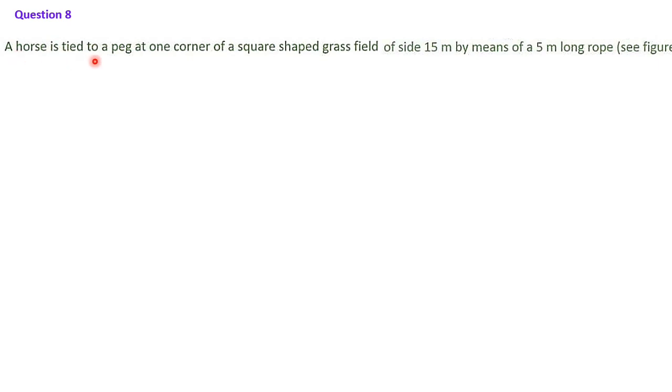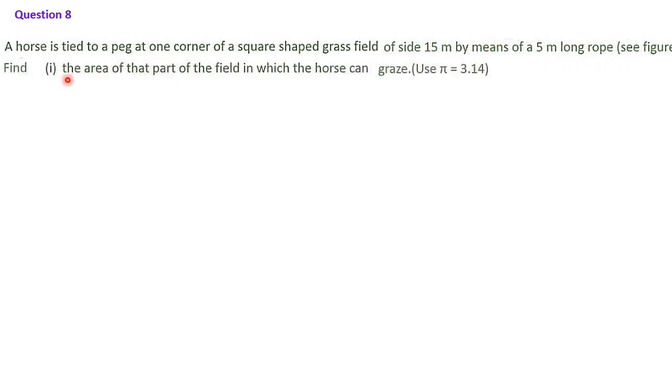Next we shall discuss the 8th question. A horse is tied to a peg at one corner of a square shaped grass field of side 15 meter by means of a 5 meter long rope. Find the area of that part of the field in which the horse can graze. Pi value we can take here 3.14.